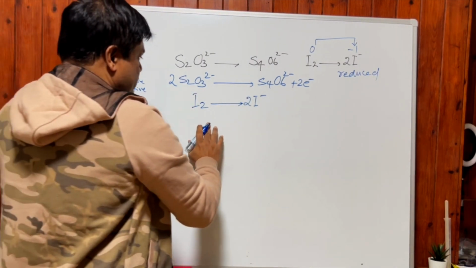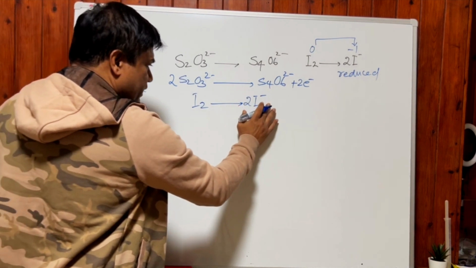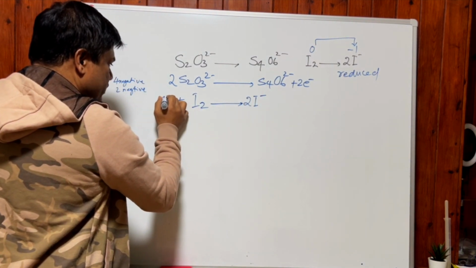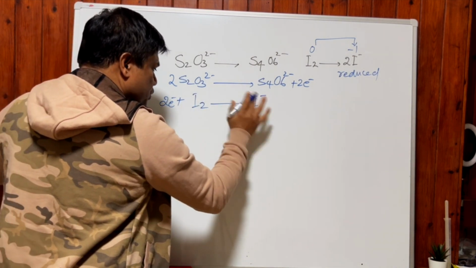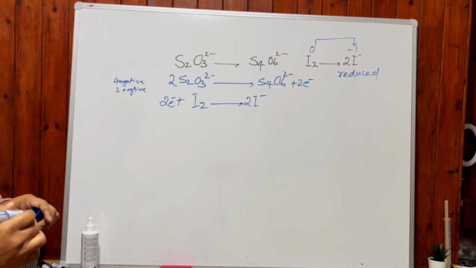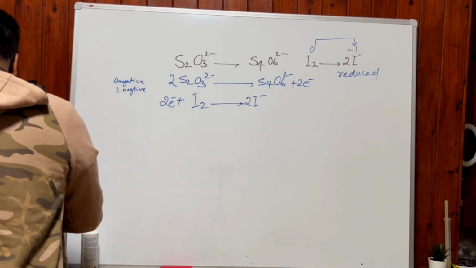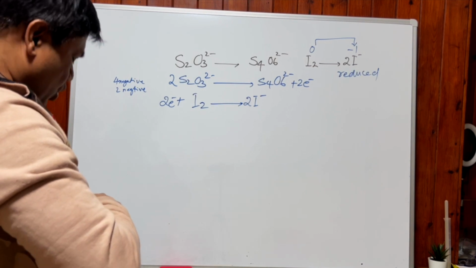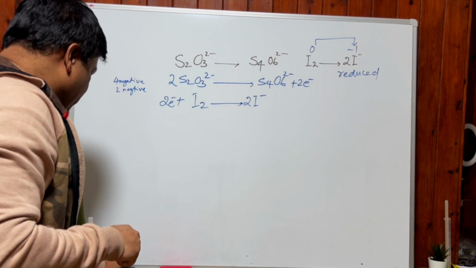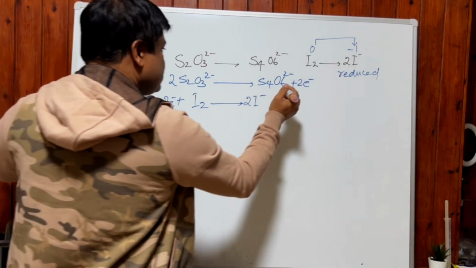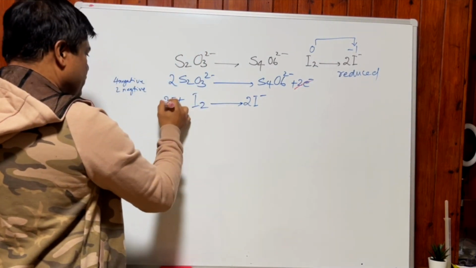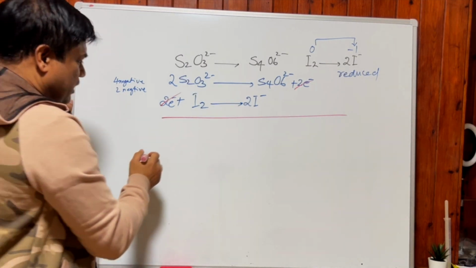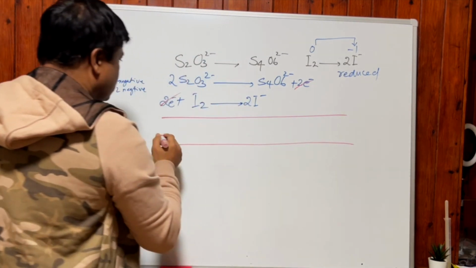Now for iodine, balance only the electrons. So two negative charges extra here. So I want to add 2 electrons here to balance that 2 negative charge. Now everything is balanced. Now add both equations in such a way that no electron is left when you add them up. Cancel these 2 electrons, cancel these 2 electrons, add them up. Reactant should be on the reactant side and product on the product side.